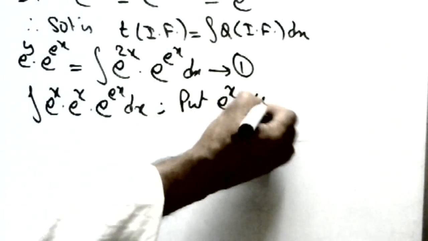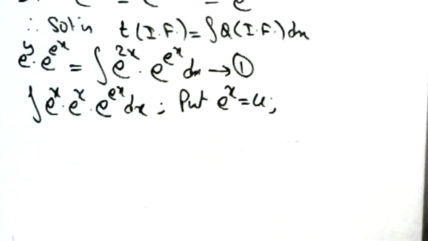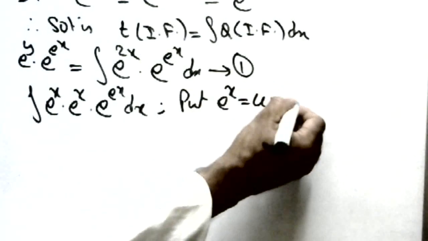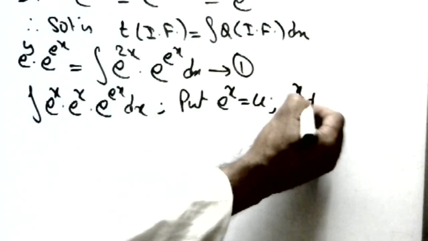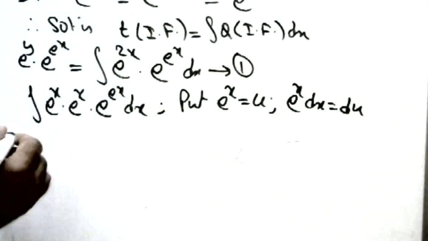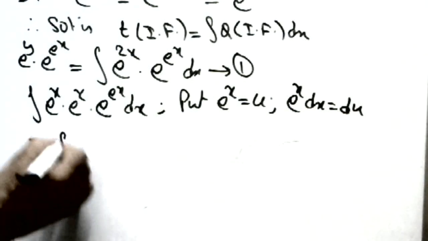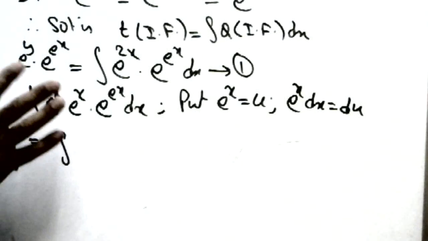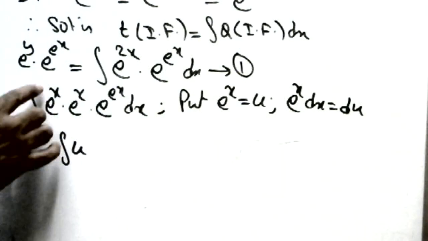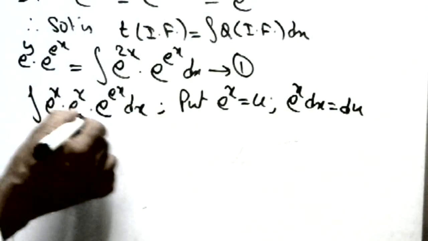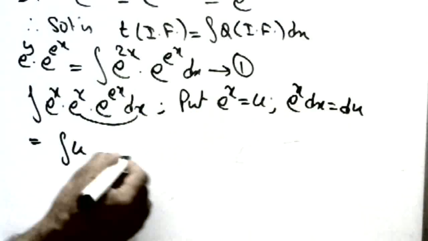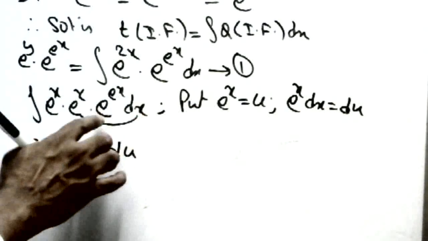Let us put e power x equals u. Now differentiate both sides with respect to x. The derivative of e power x is e power x only, and the differentiation of u will be du. So the question will get changed. Watch carefully. The integration of e power x, one e power x, you write u. Another e power x dx is du.